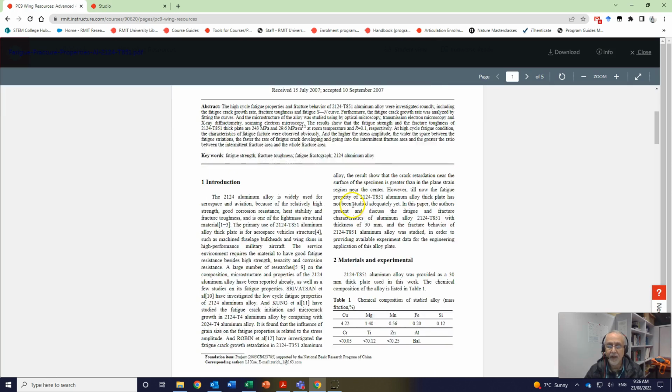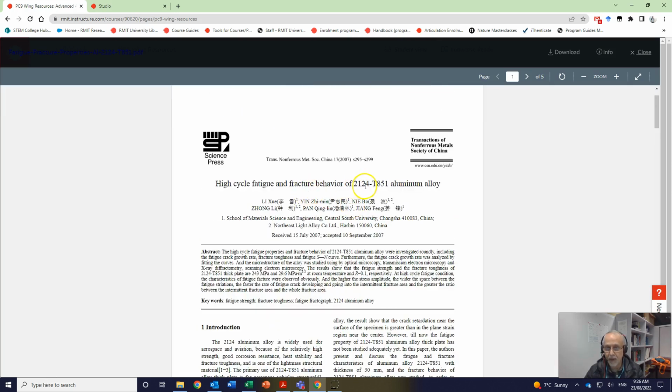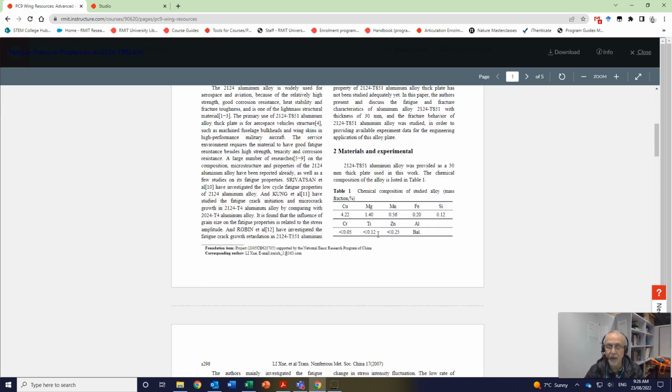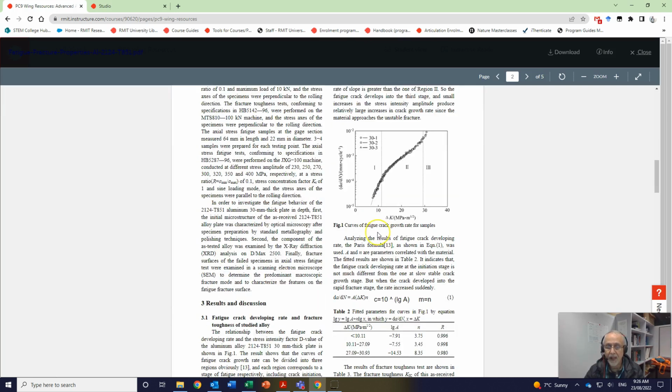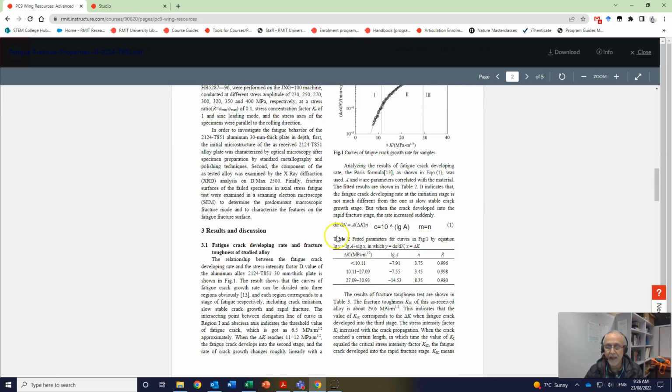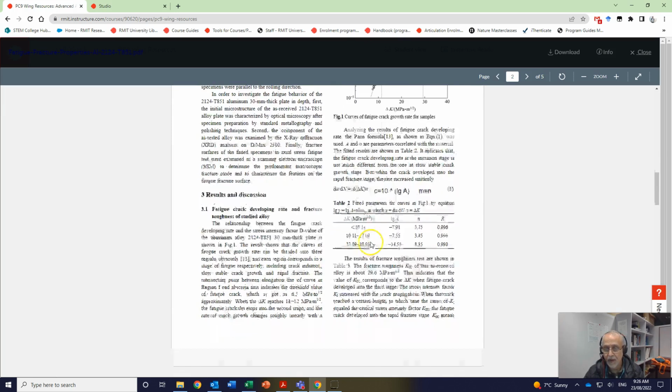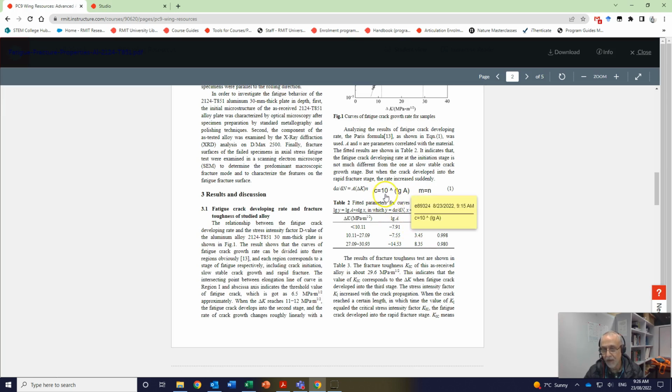I also added another paper here, the last one, fatigue and fracture properties. This one is particularly for 2122 T851, and they have looked at the C and M values for crack growth. They are using a slightly different equation, so instead of C they are calling this A, and instead of M it is N. But here you have got log A and N. So M for us will be N, and for C you need to take 10 to the power of whatever is mentioned here in terms of log A.